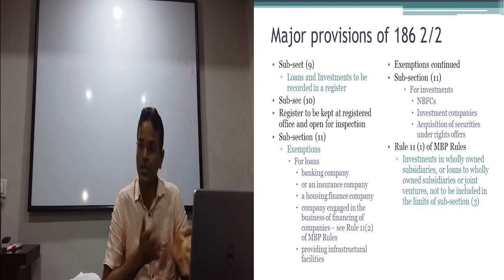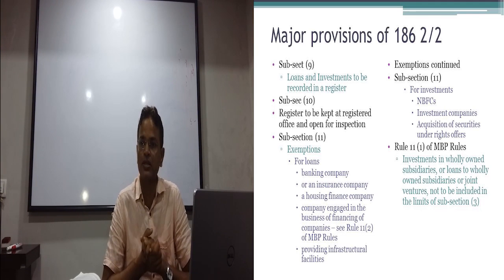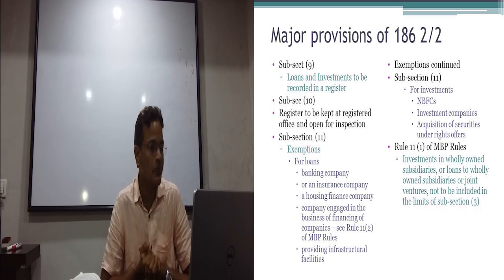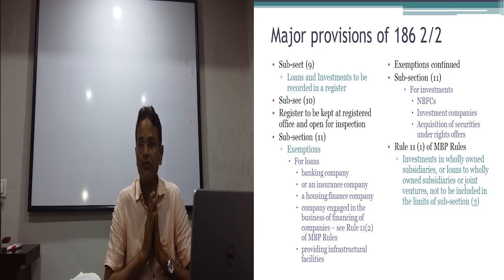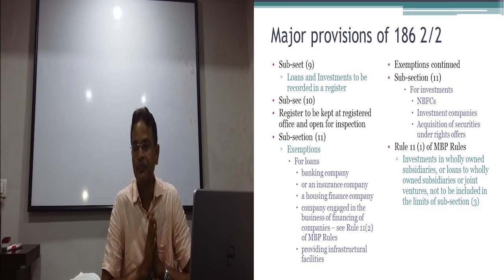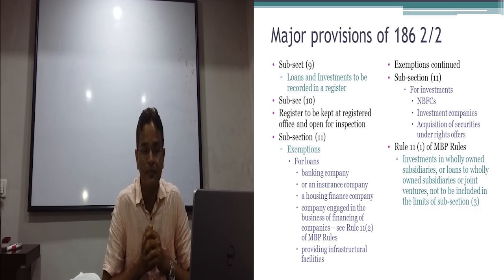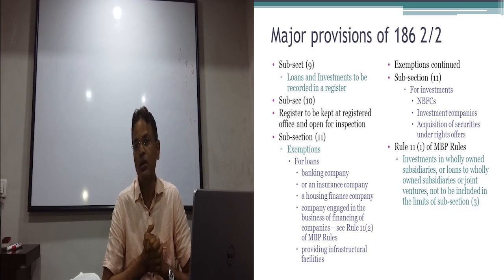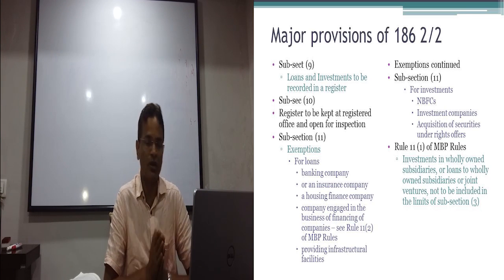We need to read it with Rule 11(2) of the Meetings of the Board and its Powers Rules, which says that if the company is financing other entities, that's taken as companies in the business of financing other companies. The exemption is also available for companies in the business of providing infrastructural facilities. The word infrastructure in context of the Companies Act has to be read in light of Schedule 7, and Schedule 7 interestingly has a much larger list of infrastructure items than the list adopted by the Reserve Bank of India or the Government of India. So the lending exemption therefore is available primarily to lending companies and to infrastructure companies.